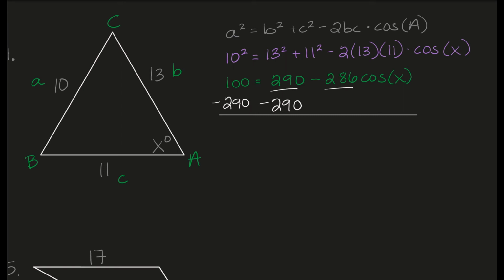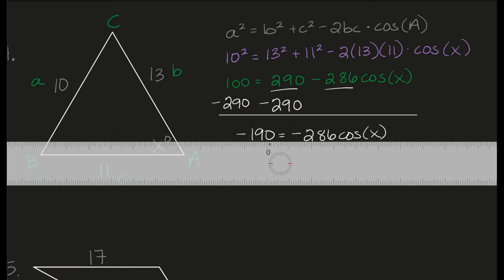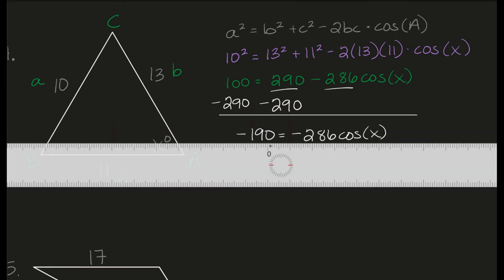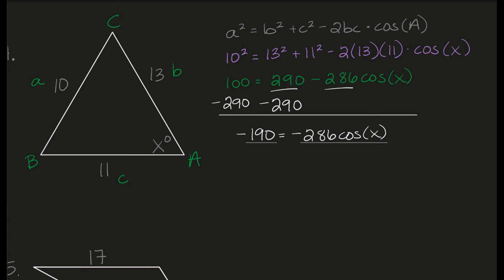So 100 minus 290 is going to give me negative 190. This equals negative 286 times cosine of X. Well, we just said before, we want cosine X by itself. So now we're here, and we can divide. And we could get rid of the coefficient in front of cosine of X. So we could divide by 286.